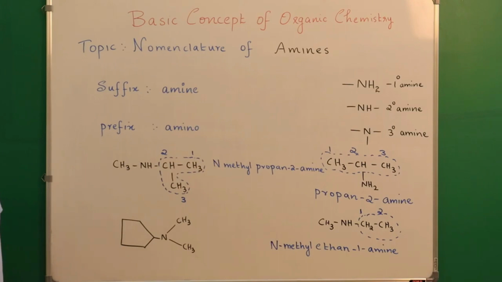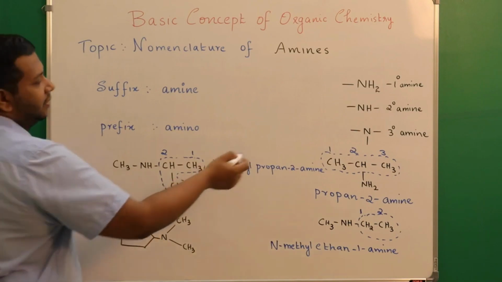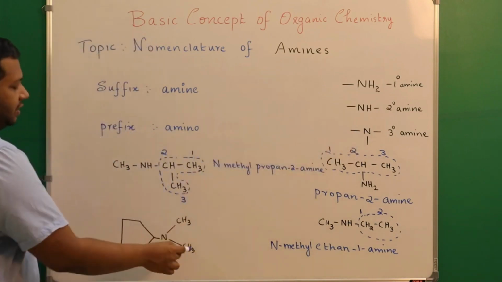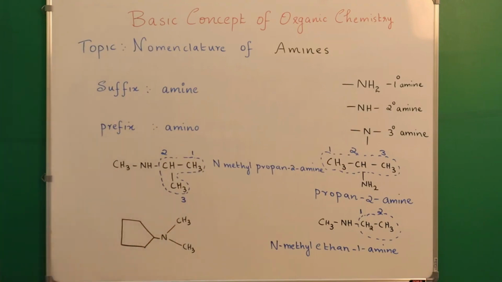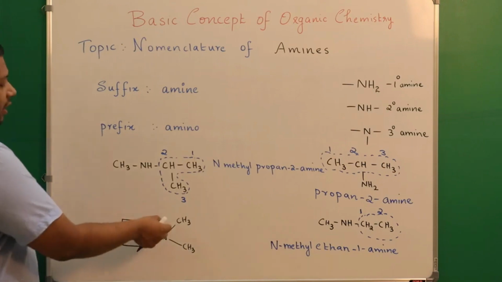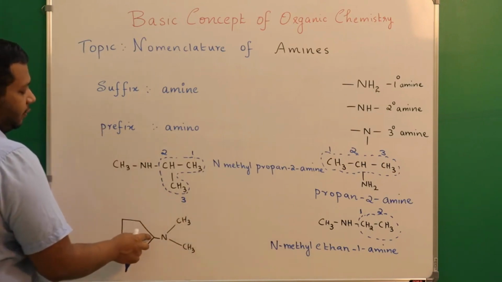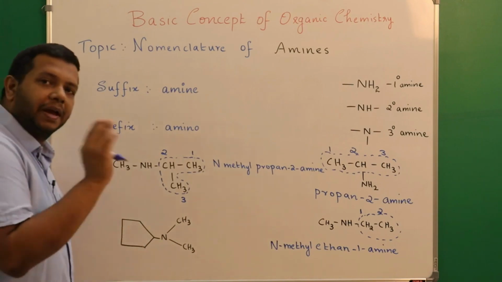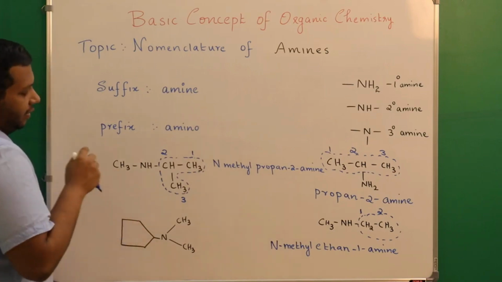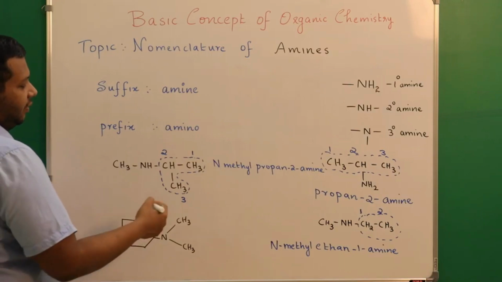Now comes the last one. If you see in the last one, it's a 3 degree amine because only N is present and 2 H are replaced by CH3 and the other by a cyclo compound. In this case we need to compare all the 3. Here only 1 carbon atom is present. Here also 1 carbon atom is present, but here if you see 1, 2, 3, 4, 5 carbon atoms are present. So who should be the parent here? The ring should be the parent. Correct?